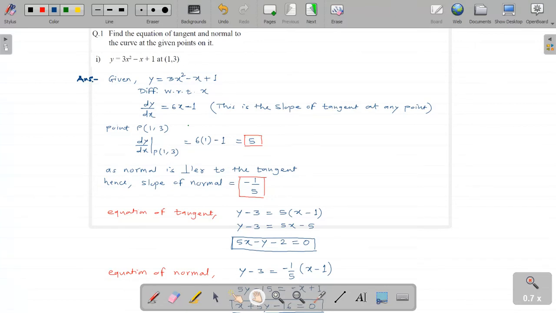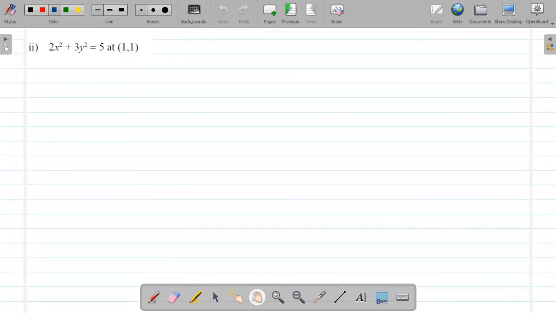Okay, now we will solve another question related to this concept. So let us see. Now see here, the curve is given 2x square plus 3y square is equal to 5, and we have to find out the equation of tangent and normal at point (1, 1). Okay, so let us see now how will you write the answer.